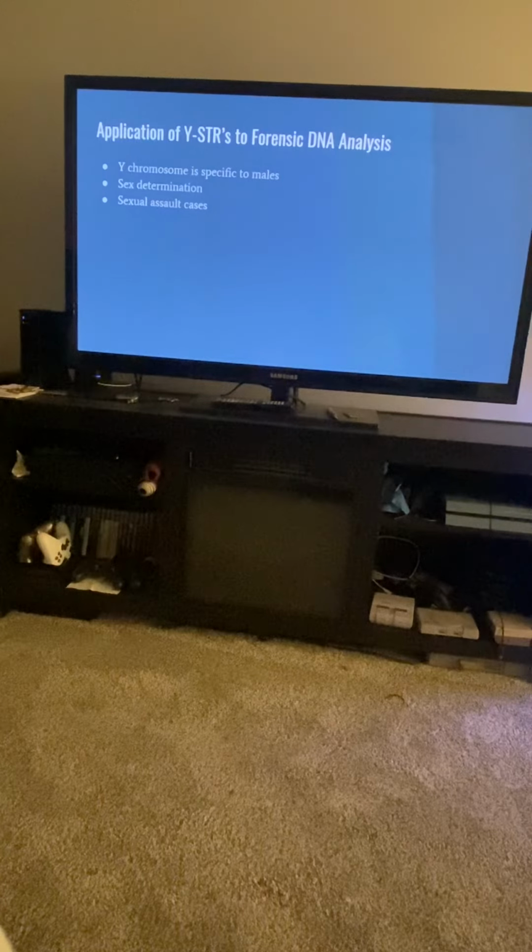The Y chromosome is specific to males, making YSTR testing useful for sex determination as well as sexual assault cases in the forensic science field. Sexual assault case evidence generally has high levels of female DNA with low levels of male DNA, making YSTR testing a valuable tool.